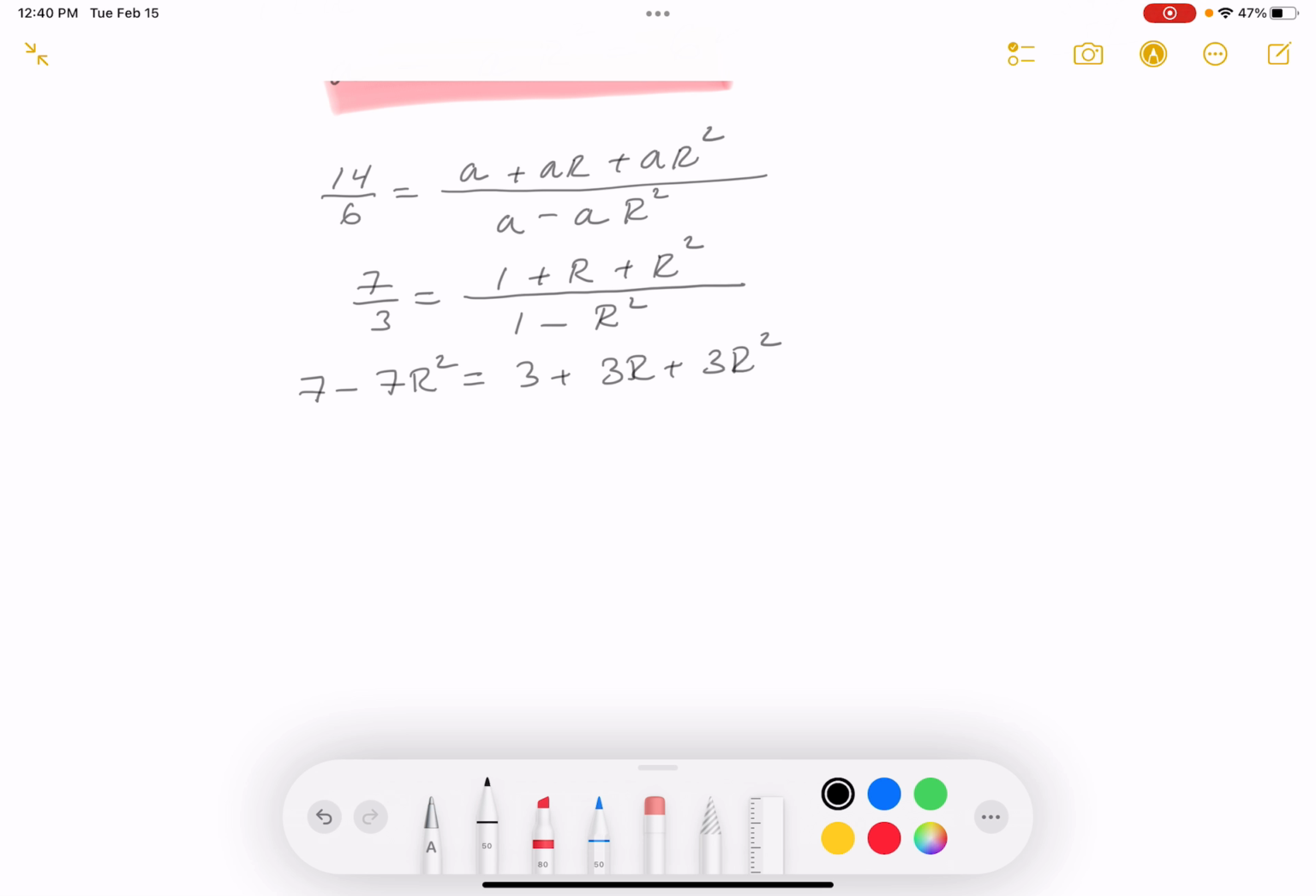Let's see if I did that right. 7 times 1 is 7. 7 times minus R squared is minus 7R squared. 3 times 1 is 3. 3 times R is 3R. Yeah, it looks all right. Quadratic. Use zero product rule if I could.